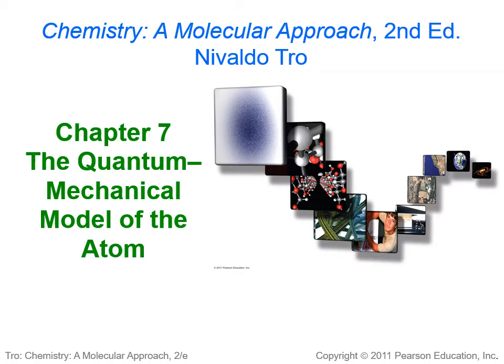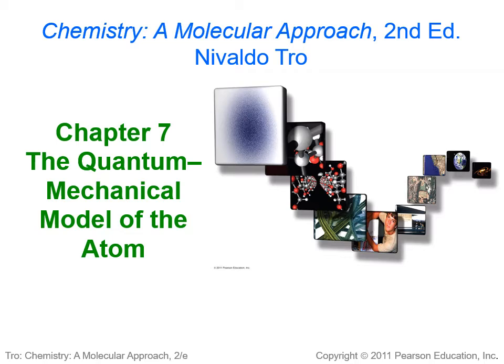In Chapter 7, we're going to look at the quantum mechanical model of an atom. Quantum mechanics is when we're looking at things on a very, very small scale. And because they're so small, they behave differently than we would expect in our macroscopic world.